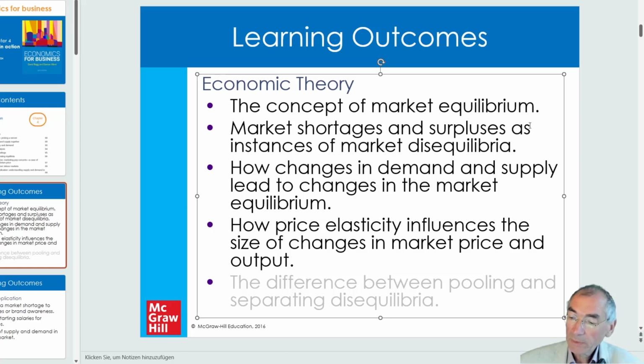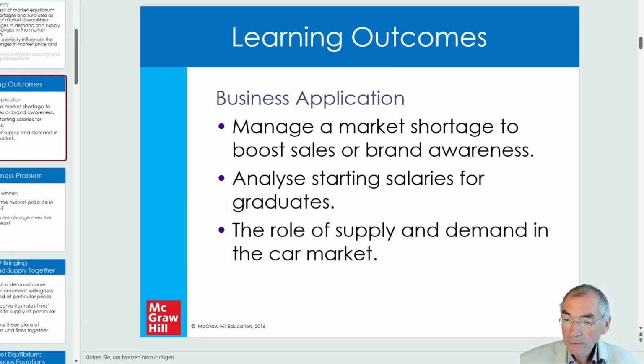Once we talked about it, what happens if there are changes to demand and supply? These are sort of the most important topics. A brief excursion, we could say, into price elasticity. And our book talks about pooling and separating equilibria. We are not going to focus on this strongly.